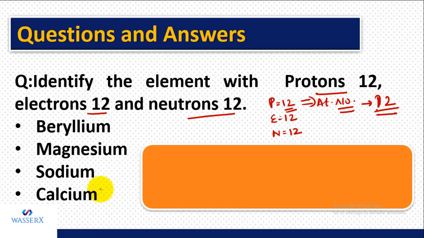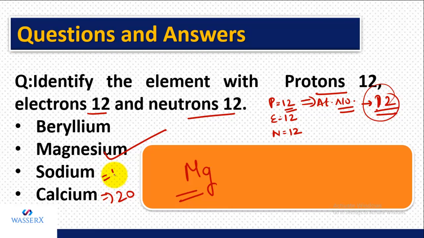So if you haven't gone through them, please go through it, because learning atomic numbers is very important. If you have learned the atomic numbers, then only you can make out that the 12th atomic number in this case belongs to magnesium. So the correct answer is magnesium, because the atomic number for calcium is 20, for sodium it is 11, and for beryllium it is 4. So you need to remember, and then only you can answer a question like this.